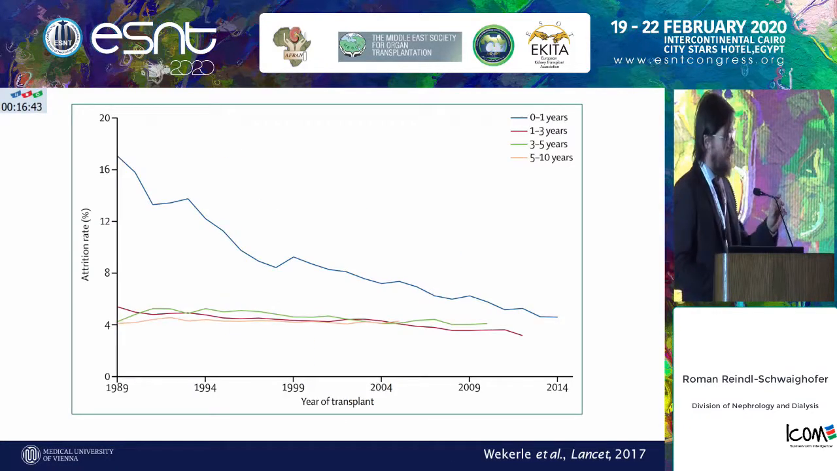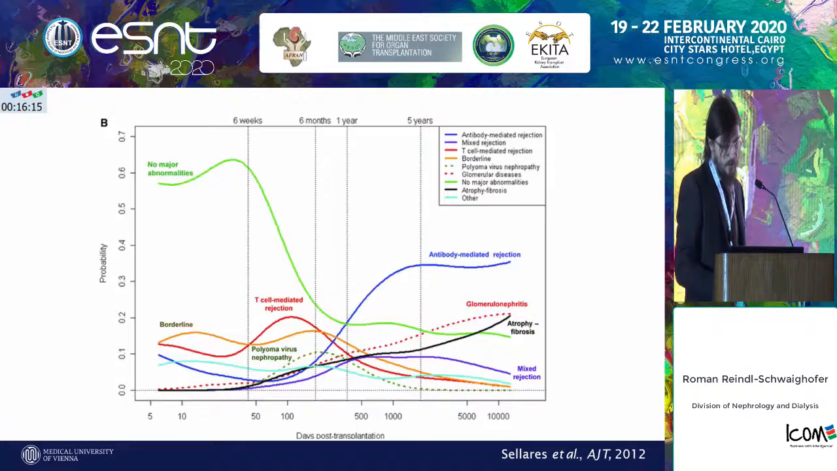When we look at the change in graft survival over the last decades, this is work from Thomas Wekerle from our institution, that nicely shows that acute rejection rates in the first year, that's the blue line, significantly decreased over the last 20 years with the introduction of highly efficient immunosuppression, especially focused on T-cell activation. But long-term graft survival remained more or less stable, at a loss of 4% for every year after the first year, and this remains stable over the last 20 years.